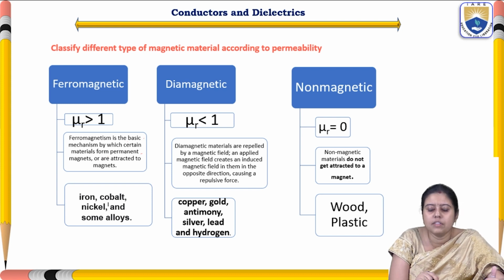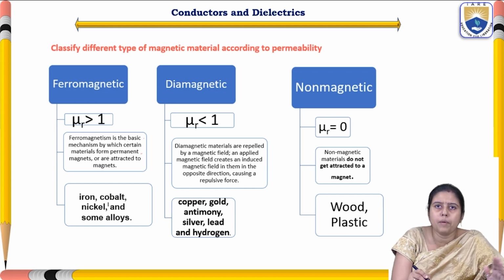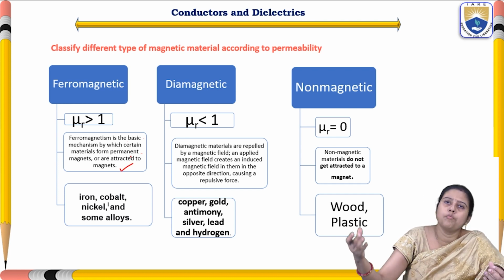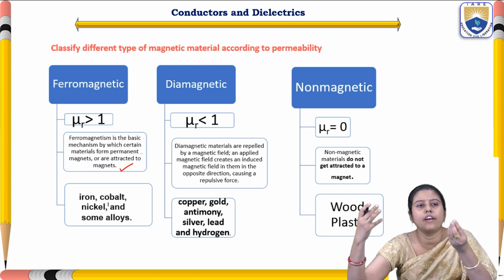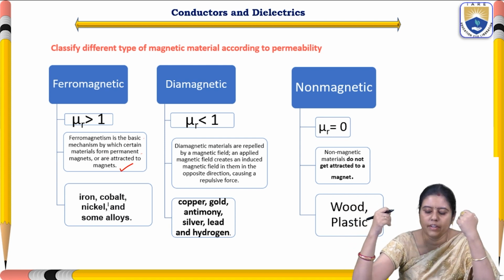Ferromagnetism is a basic mechanism by which certain materials form permanent magnets or are attracted to magnets. This is the basic mechanism of the magnetic material, by which certain materials like iron, cobalt, nickel are attracted to permanent magnets. If we keep one magnet and we keep one iron bar, it will be attracted immediately.